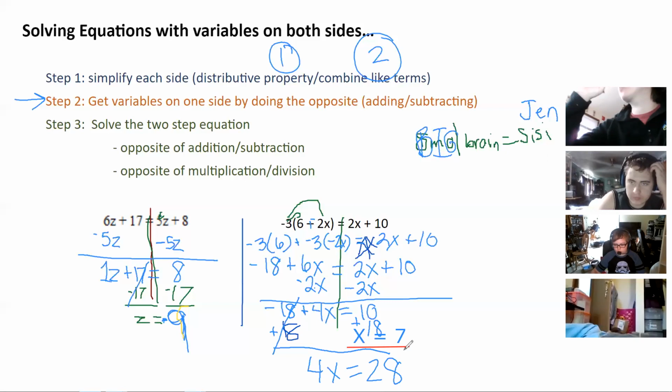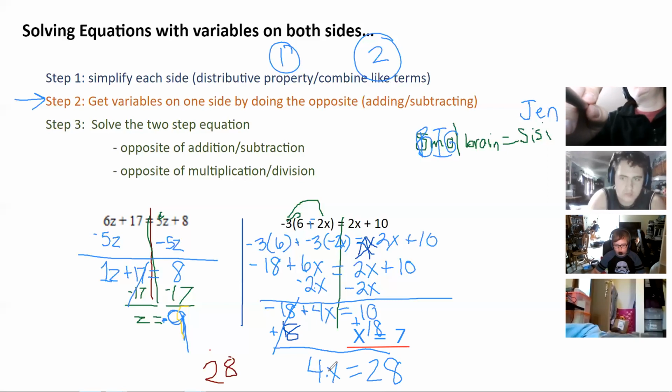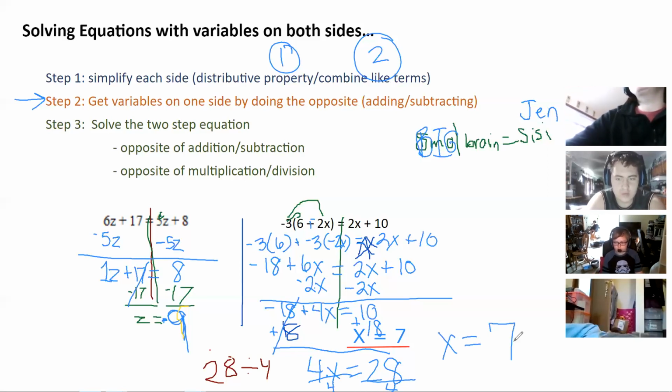What do we do to get rid of that coefficient, which is 4? If we're already multiplying x times 4, what's the opposite of multiplying by 4? Yeah, we would divide by 4. Totally right. Very good. So x is whatever 28 divided by 4 is, and it is 7. Very good.